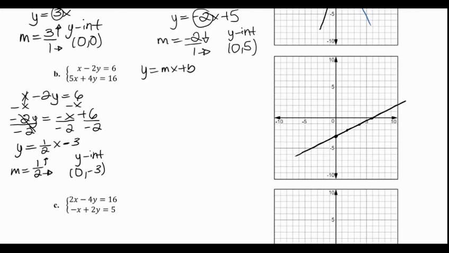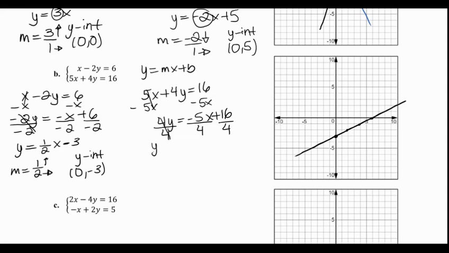Let's take a look at the second equation. So we have 5x plus 4y equals 16. We subtract 5x on both sides. We have 4y equals negative 5x plus 16. We divide both sides by 4. So I have y equals negative 5 over 4x plus 16 divided by 4 is 4. So over here, my slope is negative 5 over 4. And my y-intercept is 0, comma 4.